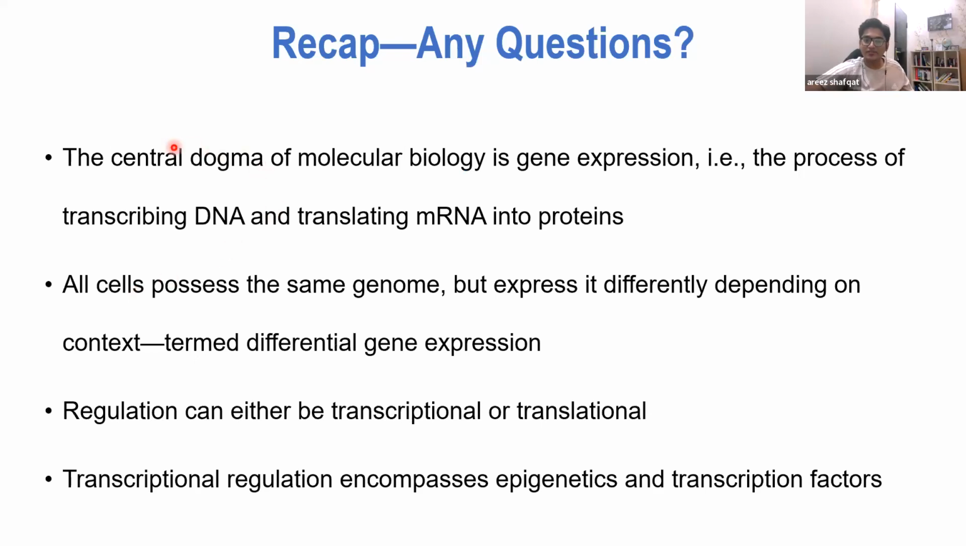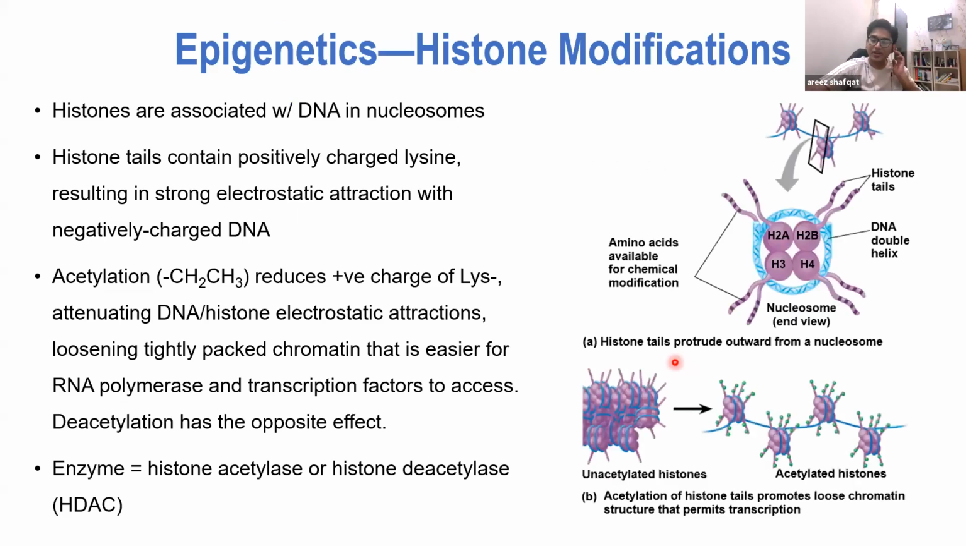So this is what I just told you in these last few slides. The central dogma of molecular biology is gene expression, i.e. transcription plus translation. All these cells have the same genome but express it differently, and this is essential for cell function and cell identity. And this is called differential gene expression. By this definition of gene expression, you can also tell how gene expression is regulated. It can be either transcriptional regulation or translational. Transcriptional regulation includes epigenetics, histone acetylation, deacetylation, and transcription factors, general or specific. So let's talk about histone modifications first.